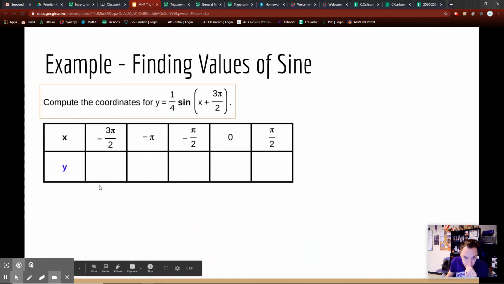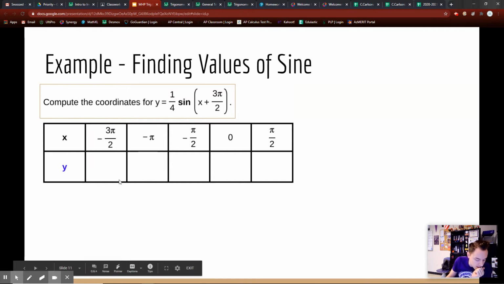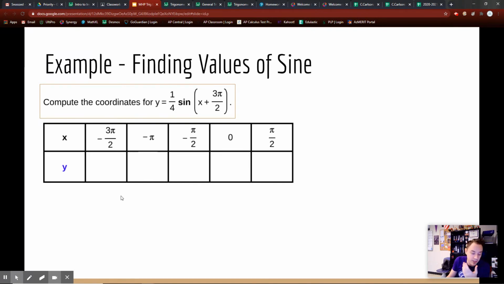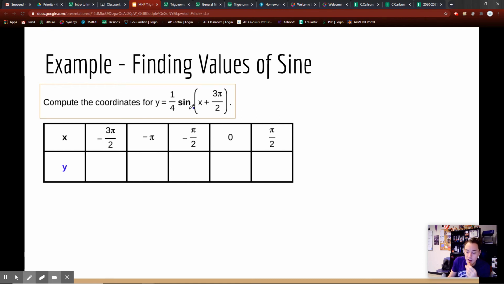So let's go through this, and then we'll start going through the graphing portion. I'll also go through the steps for graphing and the different ways to find the period and the amplitude of sine and so forth. First, before we fill out this table, I want to find the period, the amplitude, and the phase shift if it has one.